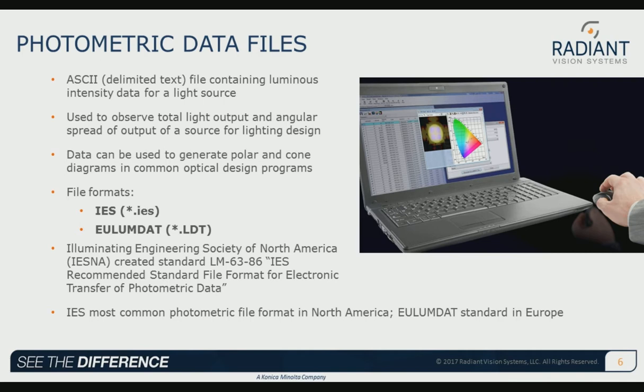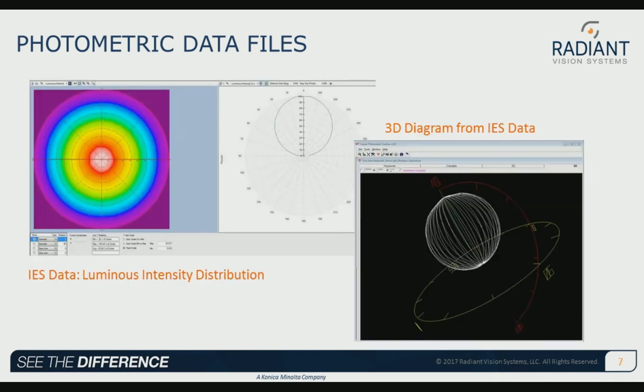Two very common formats to these data files are the IES format in North America and the ILLUMDAT or LDT format in Europe. So an IES file is essentially a map of the luminous intensity distribution of a light source, specifically the intensity unit candela in relation to view angle. The graphic here on the left shows a view angle radar plot of a luminaire's luminous intensity distribution, as well as a polar diagram highlighting a cross-section of that intensity plot.